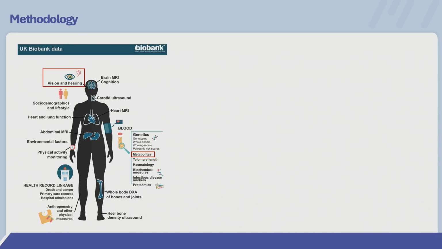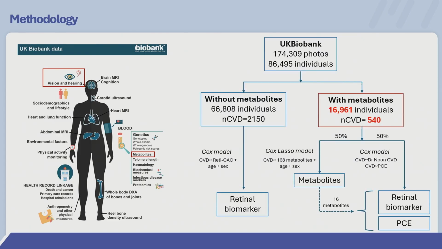For the methodology part, UK Biobank, I'm sure a lot of you would be aware, is a very large data set from the UK. There is a huge amount of data of different parts of the body. For this, we are using the vision and hearing data, which are the retinal photos and the metabolites, along with the cardiovascular outcomes. So this is what the flow looks like.